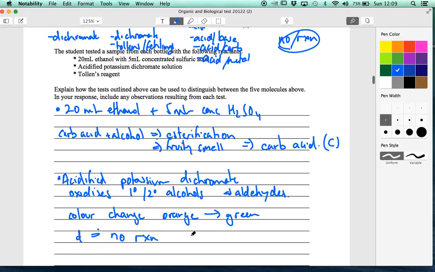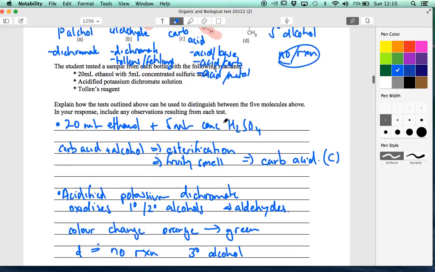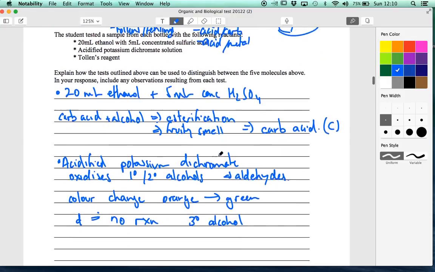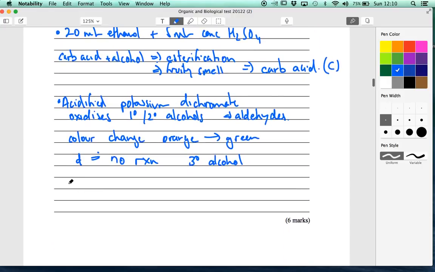Why would D have no reaction? Because it's a tertiary alcohol. We don't have to worry about C because we already know that's an ester, so we've taken it away. And the last test is Tollens. We know that Tollens reagent, again, is an oxidizing agent, but it only reacts with an aldehyde. And we get a silver mirror from it.